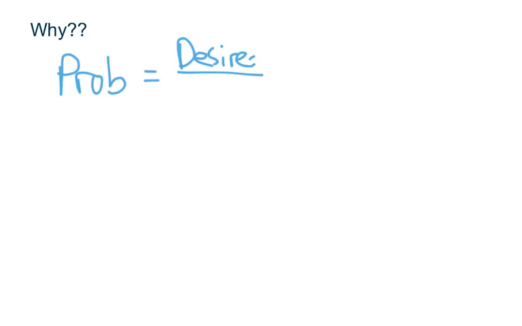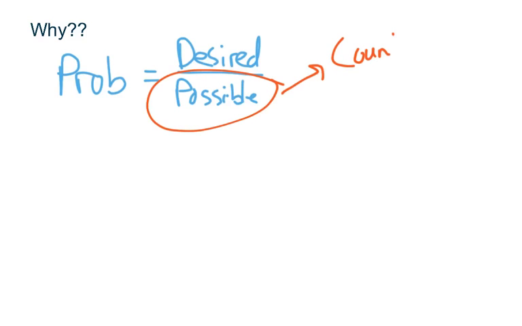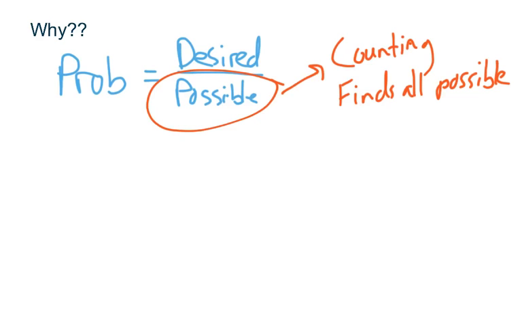So first of all, let's address the question why. Why do we need to talk about counting? Well, it all has to do with what probability is. You have to remember that probability is equal to a ratio of desired outcomes over all the possible outcomes. Now, counting helps us figure out all those different possible outcomes. Counting finds all possible outcomes. So that's why we're going to talk about counting here.